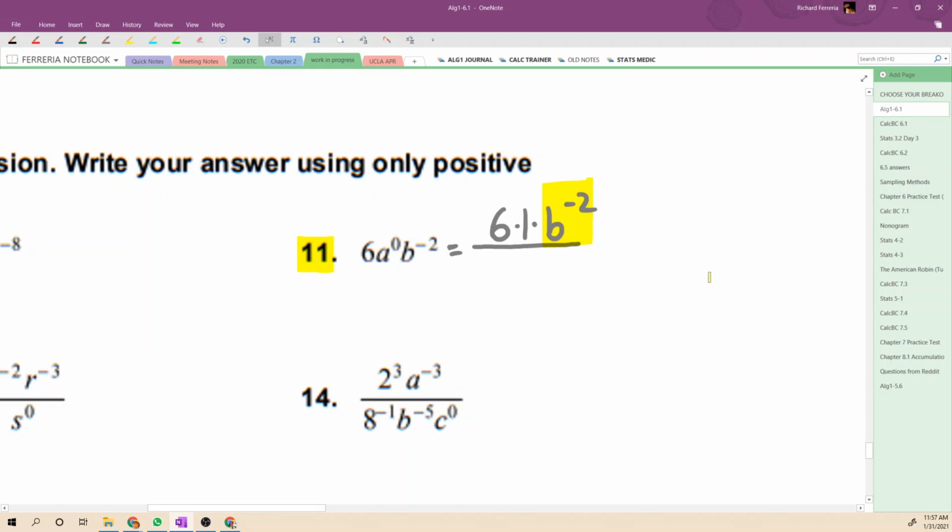b to the negative 2 is on the wrong side of the fraction bar, which is why I put the fraction bar there to begin with. So this really belongs on the denominator with a positive exponent. And on the numerator, I can simplify that 6 times 1. That's just 6.